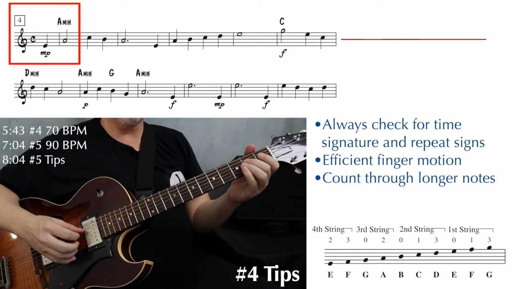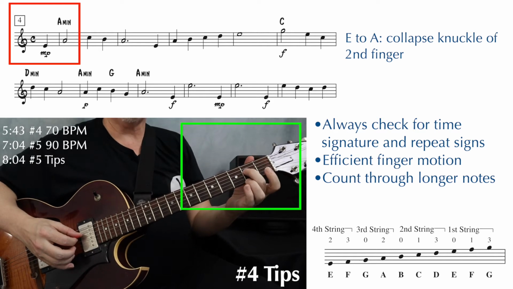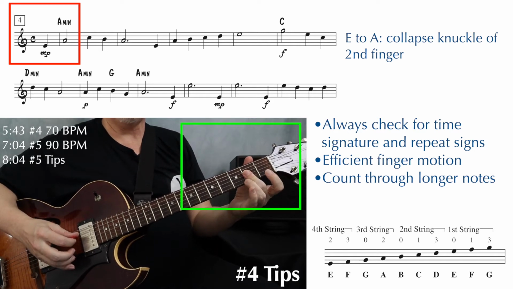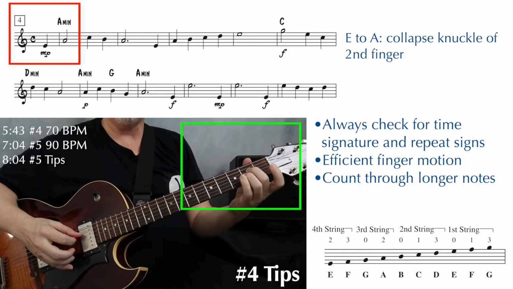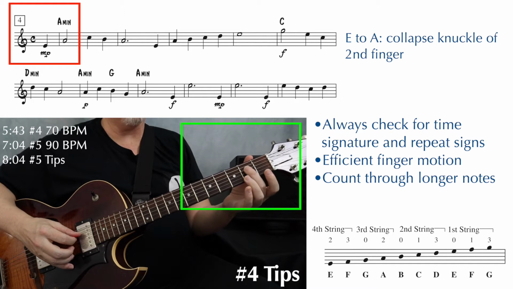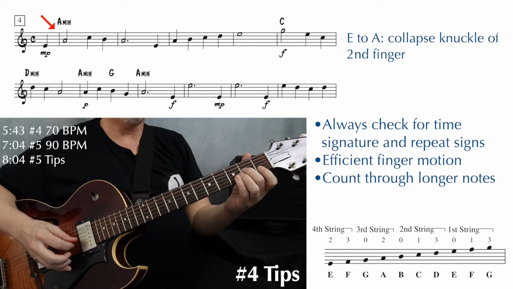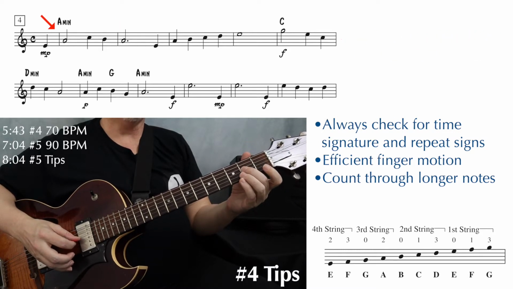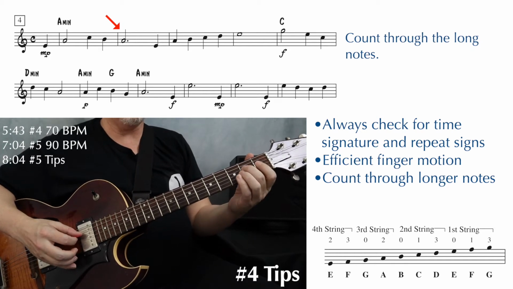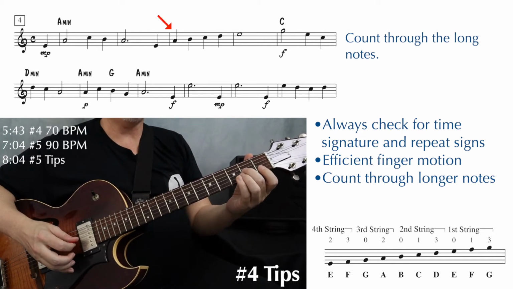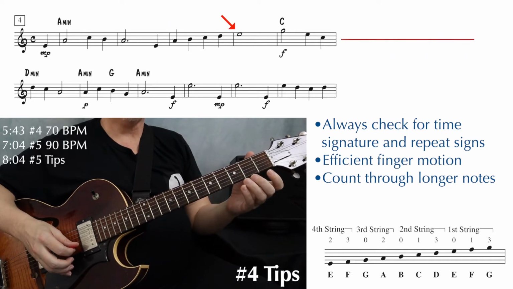At the beginning, we have your new E to an A. Those are on the same fret but just on different strings. So you could either collapse your finger to play the A, or you could put 2 fingers down, even though normally you play the A with 2nd finger. So we have E to A, 1, 2, 3, 4, 1, 2, 3, always counting through the long notes. We have the E again, E, A, B, C, D, E, 2, 3, 4.